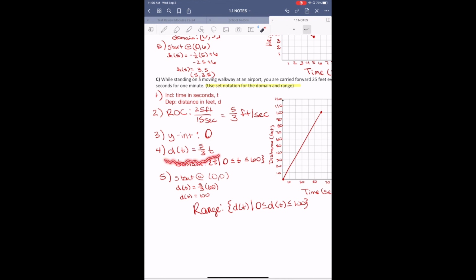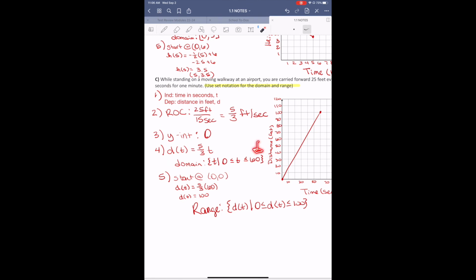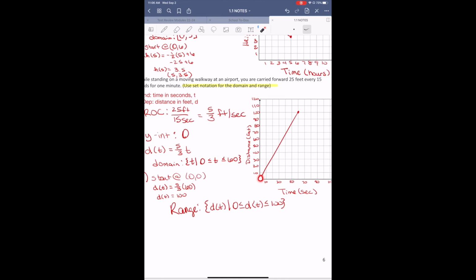Our function, d of t is equal to 5/3 t. Domain would be 0 up to 60 seconds. Okay, I know it asked you for 1 minute, but remember we are measuring in seconds because our rate of change is per second. So 1 minute is 60 seconds. Starting point, 0, 0. We don't move if we're not on the moving walkway. Finding our ending point at 60 seconds, we are at 100 feet. So our range, 0 to 100. Draw your points, starting at 0, 0, ending at 60 seconds at 100 feet.